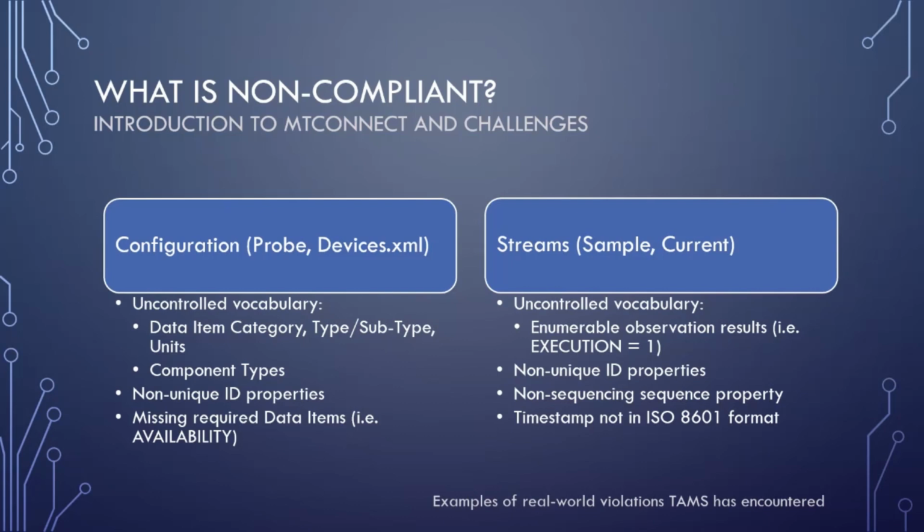Now, other examples that we've encountered include, again, uncontrolled vocabulary when you're streaming the data. Maybe they properly named execution, but the values that we're receiving from the machine are not using the controlled vocabulary of active or ready. They're spitting out a numeric value like 1 or 0. And again, this kind of breaks these algorithms, making it difficult to provide accurate information.